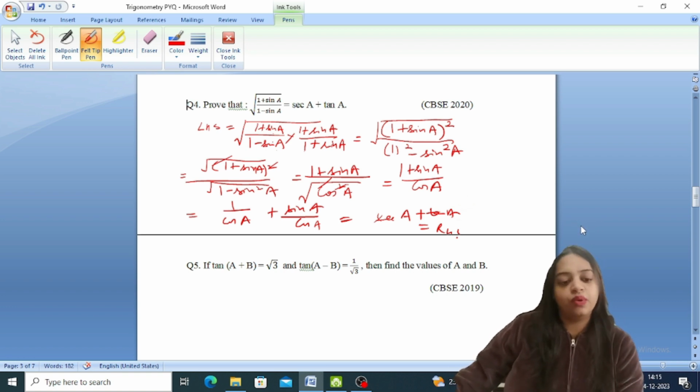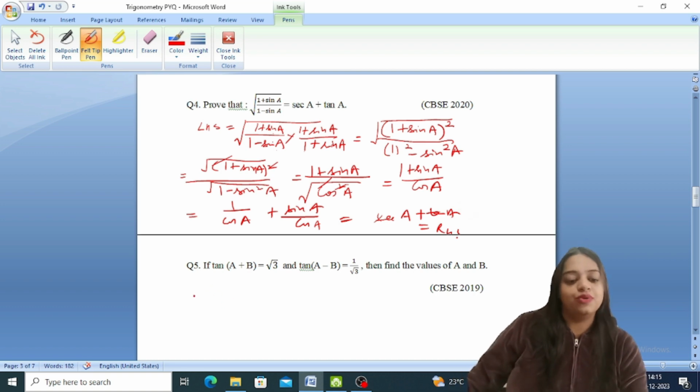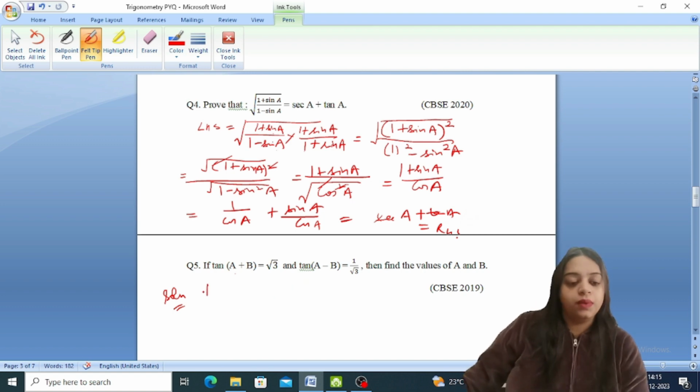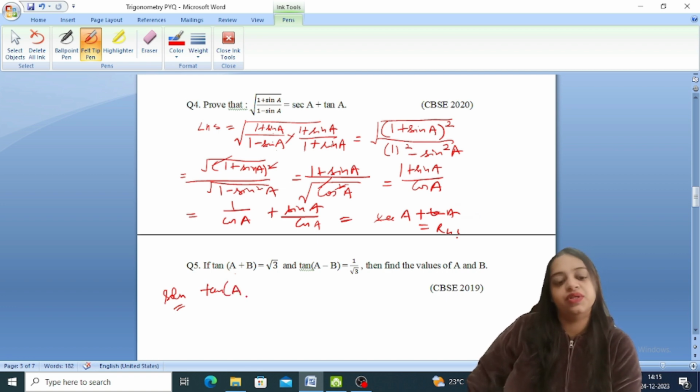Moving to question number 5, which is very important. And this particular type has been asked many times in previous year questions. See the solution part now. It's given to you here that tan of a plus b is root 3 and tan of a minus b is 1 by root 3, and the question is to find the values of a and b. So what we can do is, we can make equations in terms of a and b, which further can be simplified using the elimination method, right?